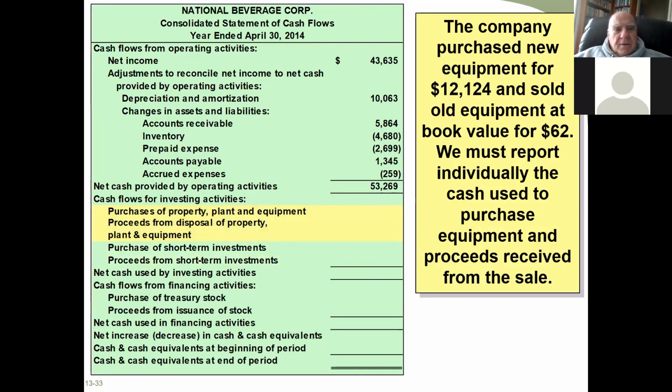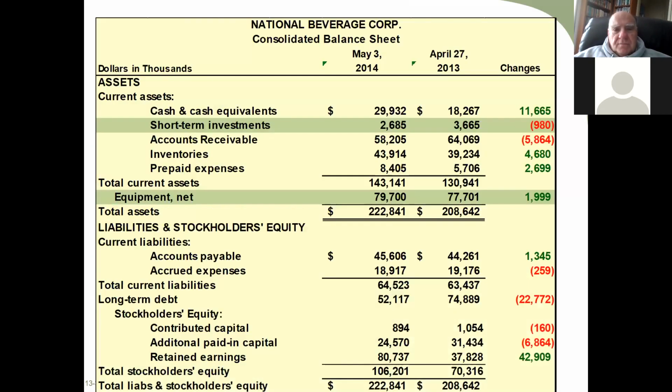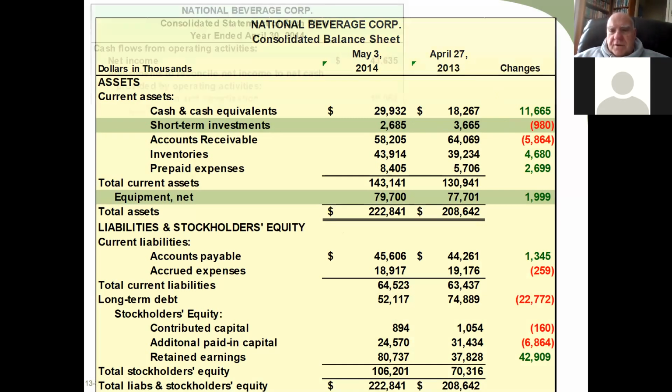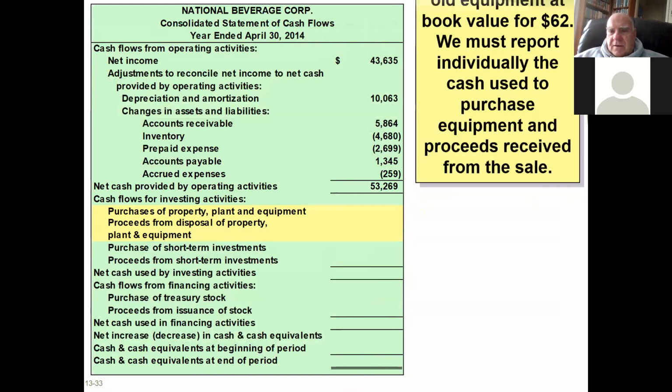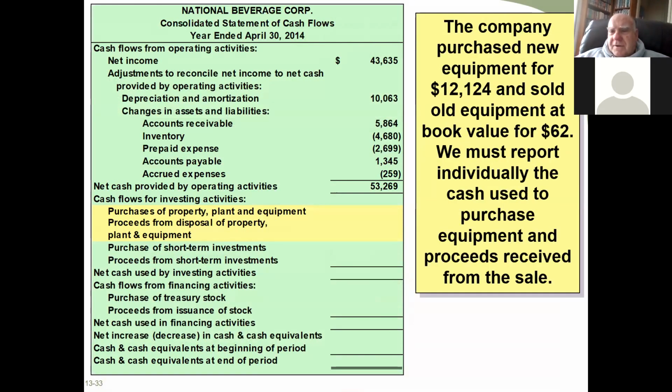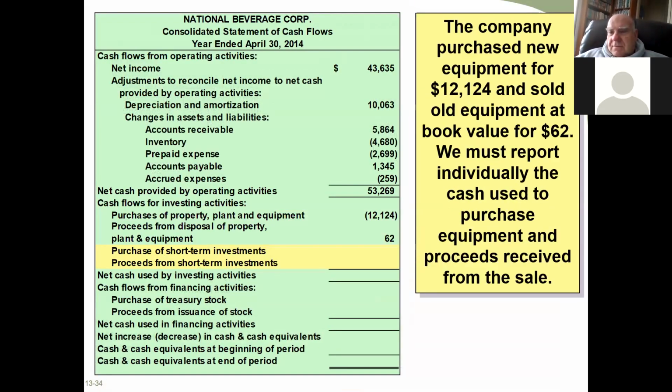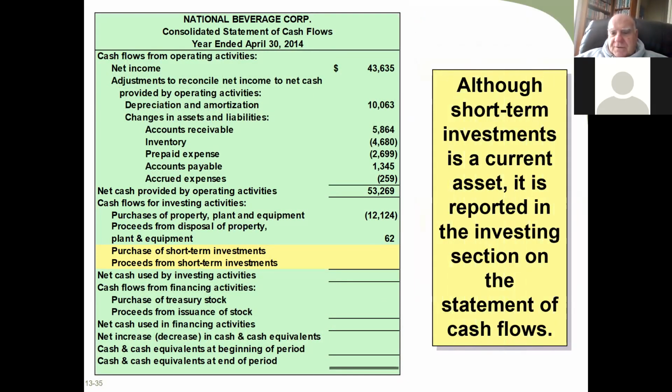Now you remember up on our balance sheet, we had short-term investments. And it looks like the short-term investments went down, okay? Well, you can't just bring this 980 over. Cannot do that. You have to know the detail of the 980 in terms of cash inflows and outflows. And the only way you're going to get that is from the general ledger. And on the test and in your homework, they're going to give this to you. They're not going to make you do too much digging into the general ledger. So here we go.